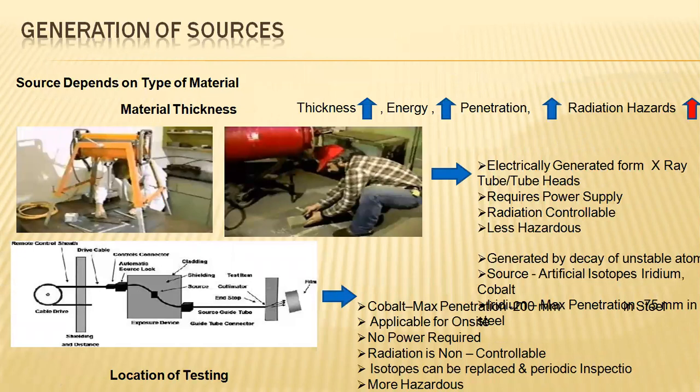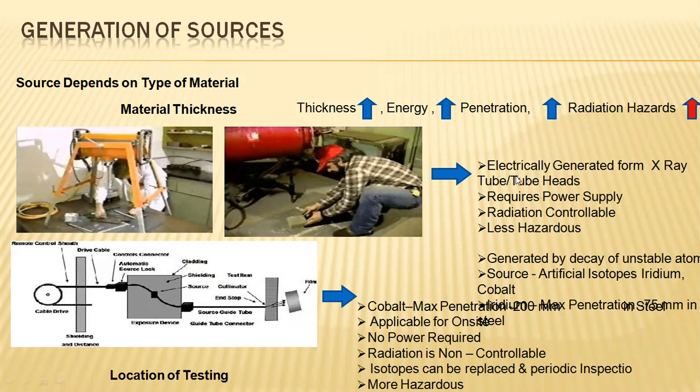Where the generation process or source is generated, we have already discussed that it depends upon the type of material. So it clearly specifies that sources depend on the type of materials and their material thickness. When the thickness increases, the energy increases and the penetration increases. With respect to the radiation hazardous situations taking place, we'll have a detailed look. Right?